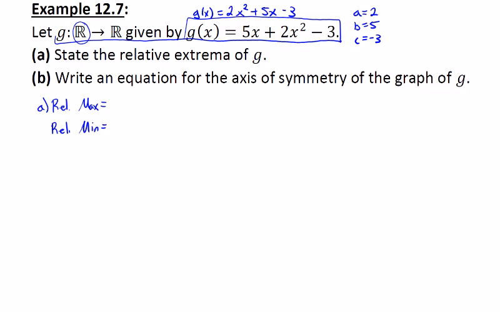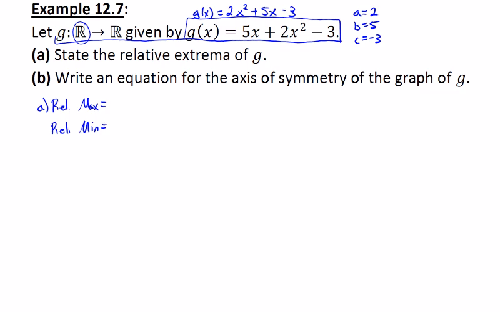Now if you can see that without rewriting it, that's fine. I've just always been in the habit of writing my equation in what we call descending order. So you have the largest power of the variable first, then the next, and then the constant goes at the end. It's called descending order.